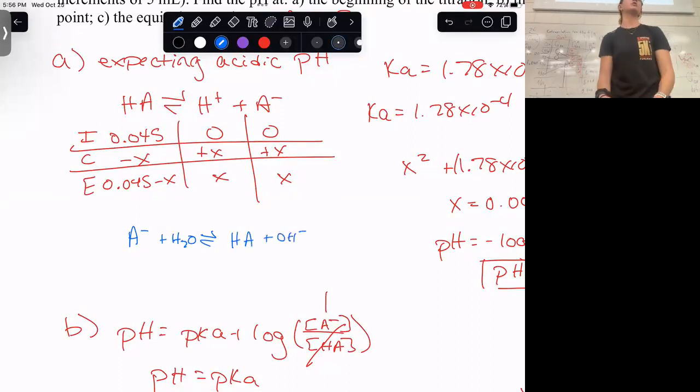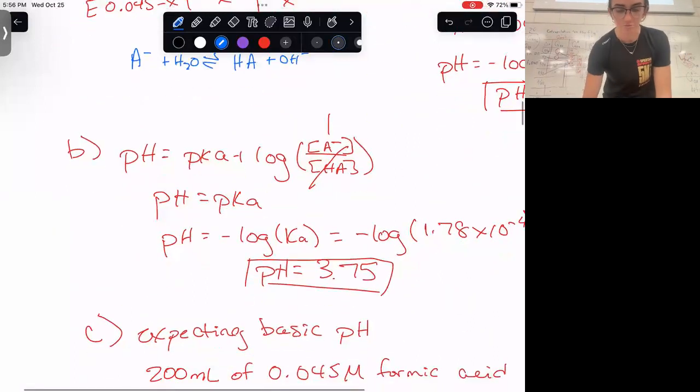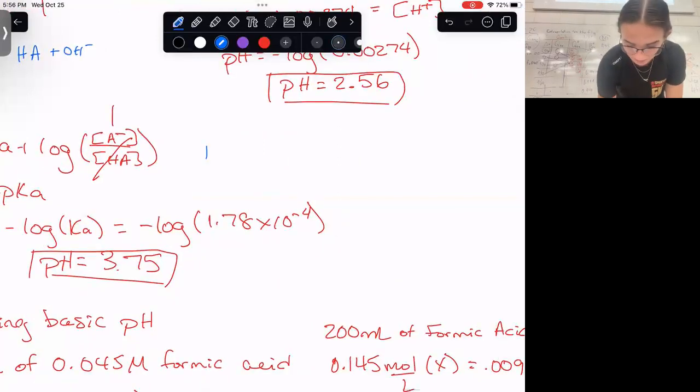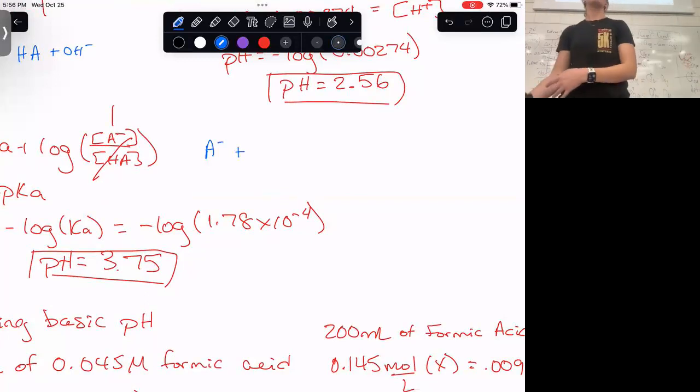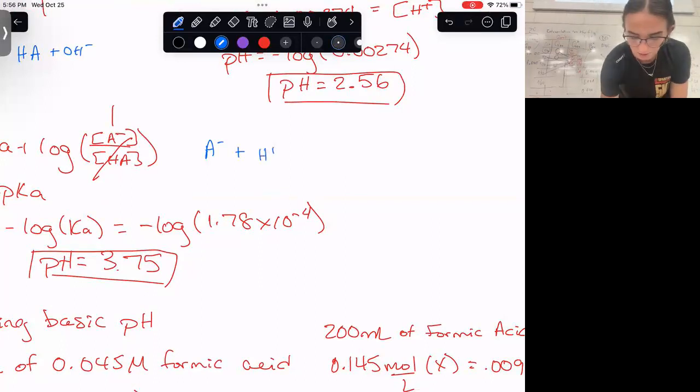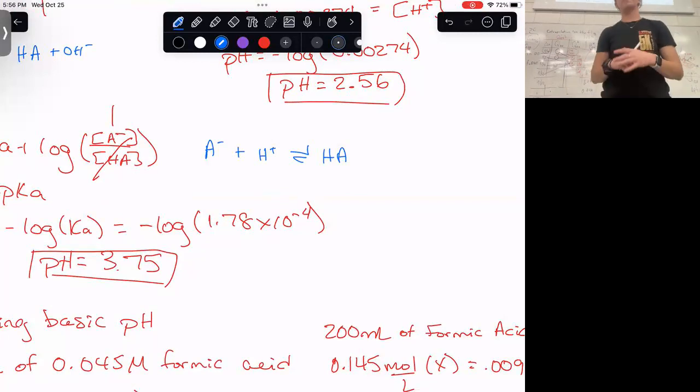So that's what you're going to use prior to the titration starting. Once the titration starts, once we get to B and everything, you'll have your A minus. This time you'll have some sort of strong acid, which will produce an anion that will be a spectator ion, and an H+. So you have H+, and this just forms your HA. And then that works the same way.